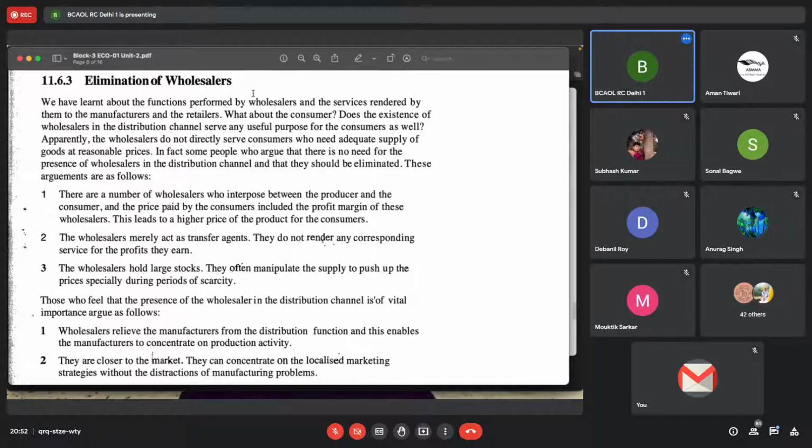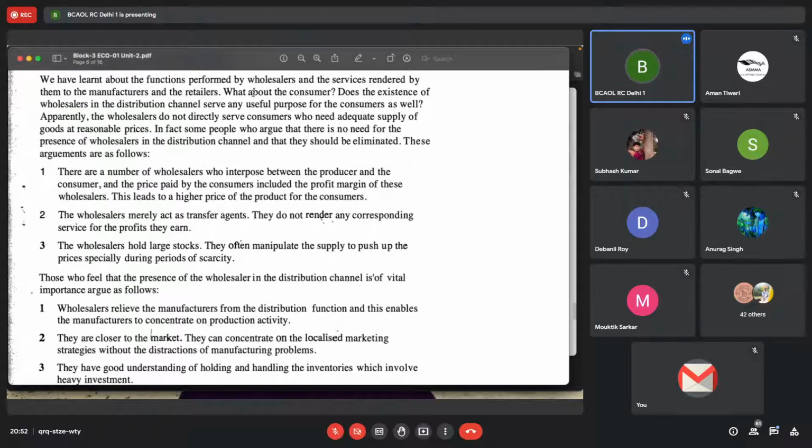So it depends whether we have to eliminate them. When this question comes, you have to write the pros, then write the cons, and then give the conclusion to it.